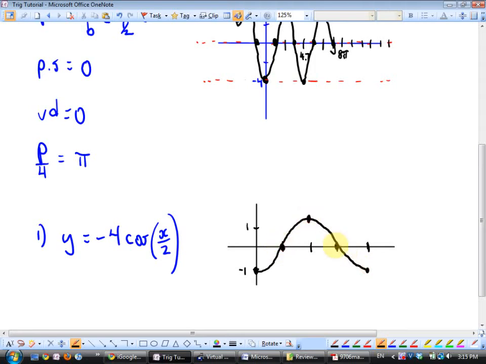And what I told you you could do as a cheat, if there's no phase shift or vertical displacement, remember we saying sometimes it's easier to change the graph paper than it is to change the graph? Because I'll show you what I can do here to get one full wave.